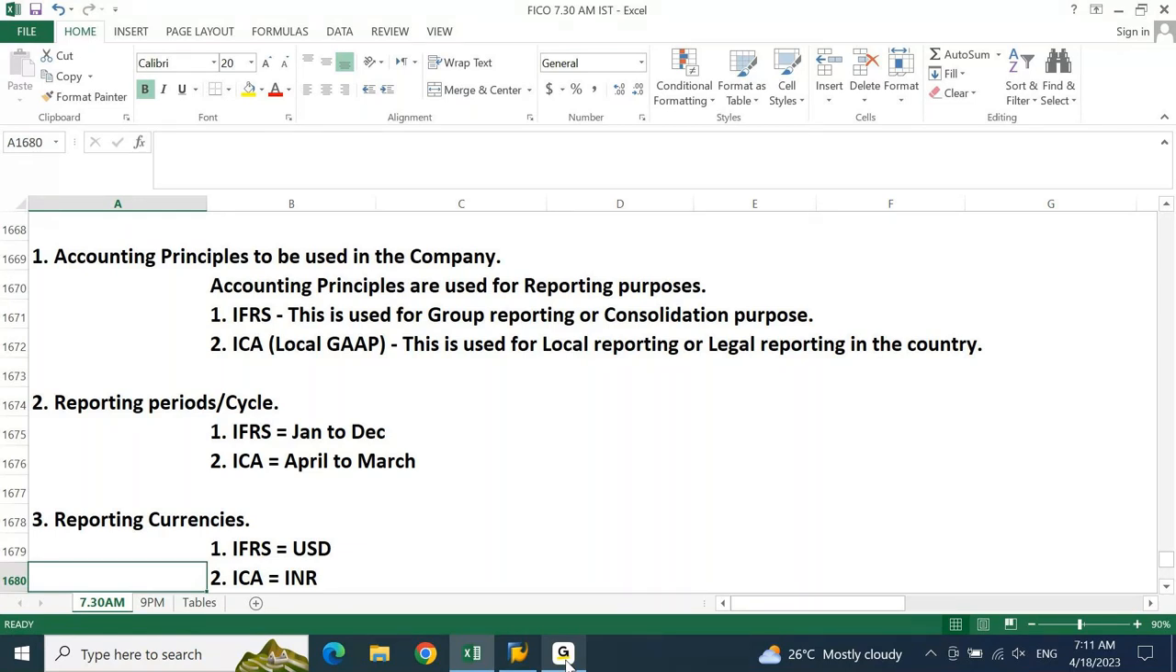Companies that want to do their group reporting or consolidation within SAP will go for a BPC license. They'll purchase the license for BPC. Otherwise, they can use any third party application to do their financials. But mostly BPC is used.